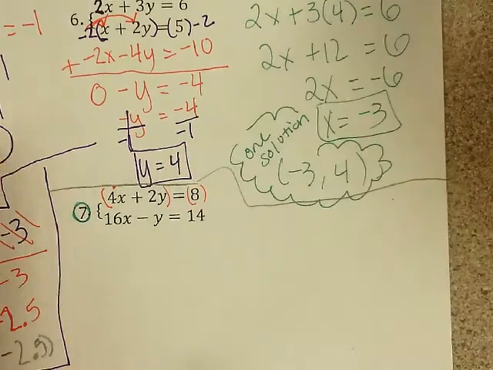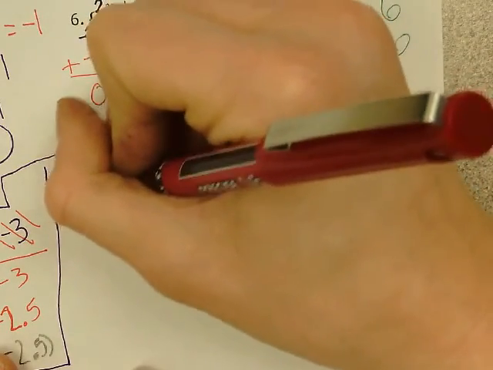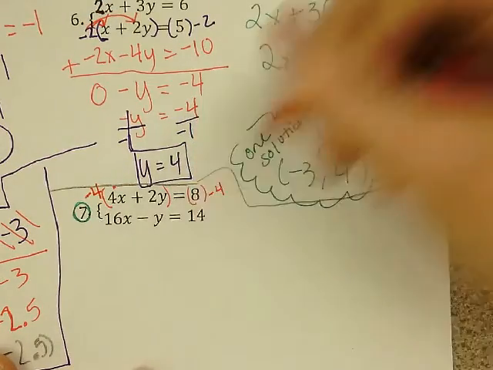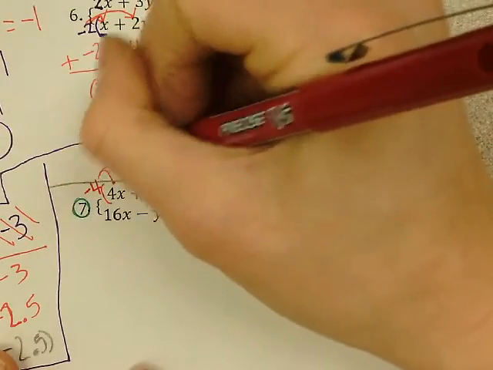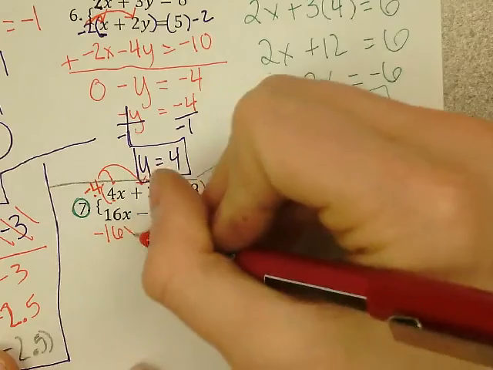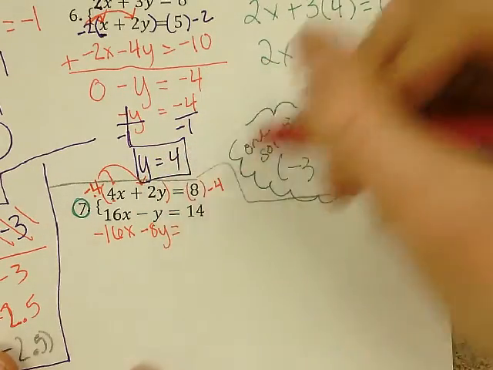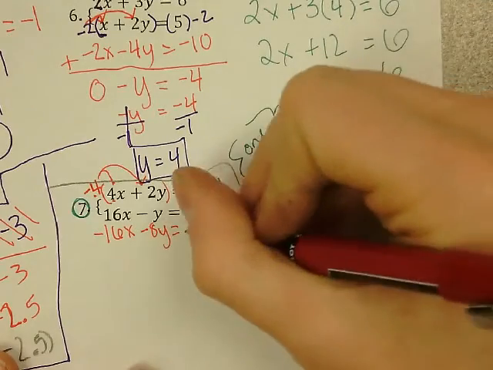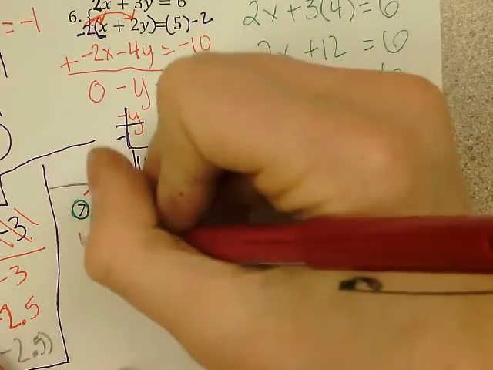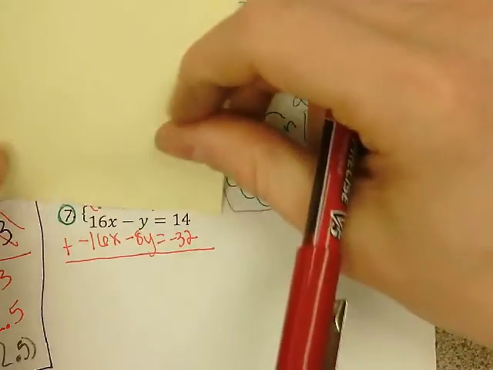Now, I walked around, and some people multiplied by positive 4, and that's why things were messing up. Okay, that happens a lot. Okay, so if I multiply by negative 4, watch what happens. So I distribute. Negative 4 times 4x is negative 16x. Negative 4 times 2y is negative 8y. And then negative 4 times 8 is negative 32. Now, if I add these together, is one of those going to cancel out? Yes. Okay, thank you.